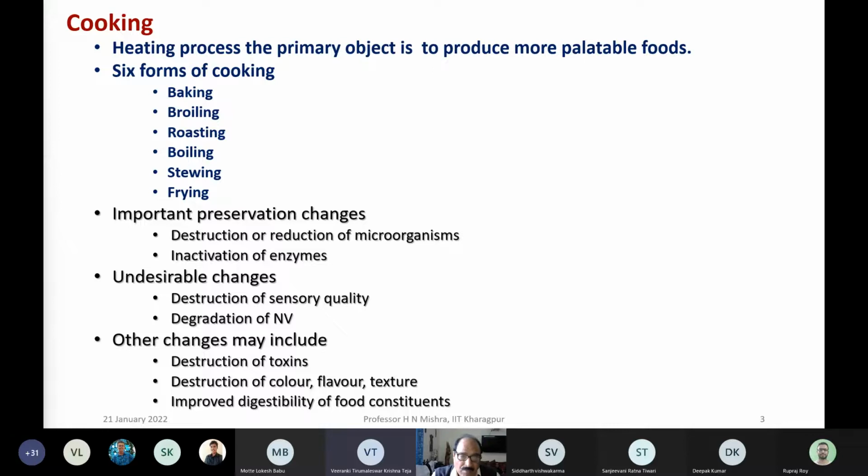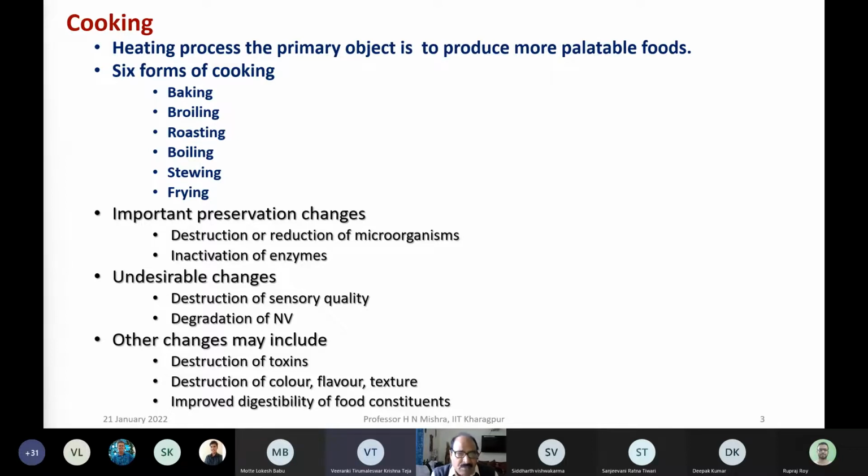However, if the cooking process is not properly controlled, as I told you, it might lead to undesirable changes like destruction of sensory quality. That is, it may cause burning of the food. Flavor, color, everything. You see what happens when overcooking is done even in our home? You can feel it easily. So it may result in the destruction of sensory quality and degradation of nutritional value.